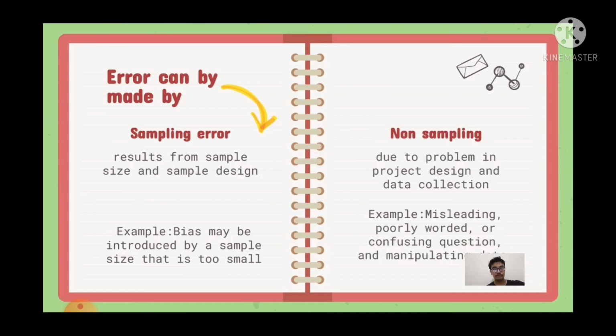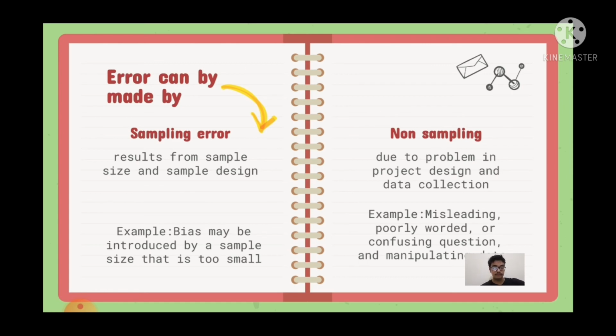In selection of respondents, error can happen. It is caused by sampling error and non-sampling error. Sampling error results from sample size and sample design. For example, bias may be introduced by a sample size that is too small or by a sample design that causes some segment of a population to have a different probability of being selected than other segments.